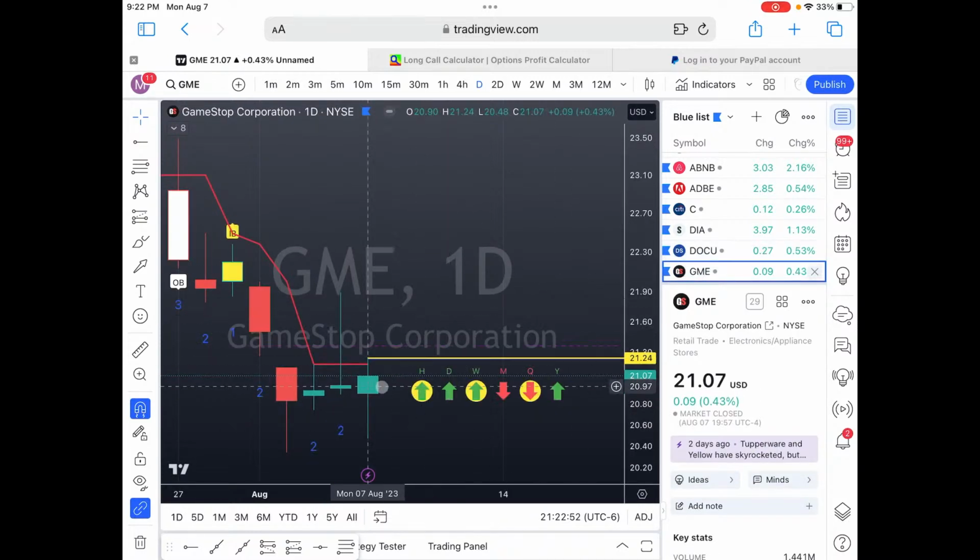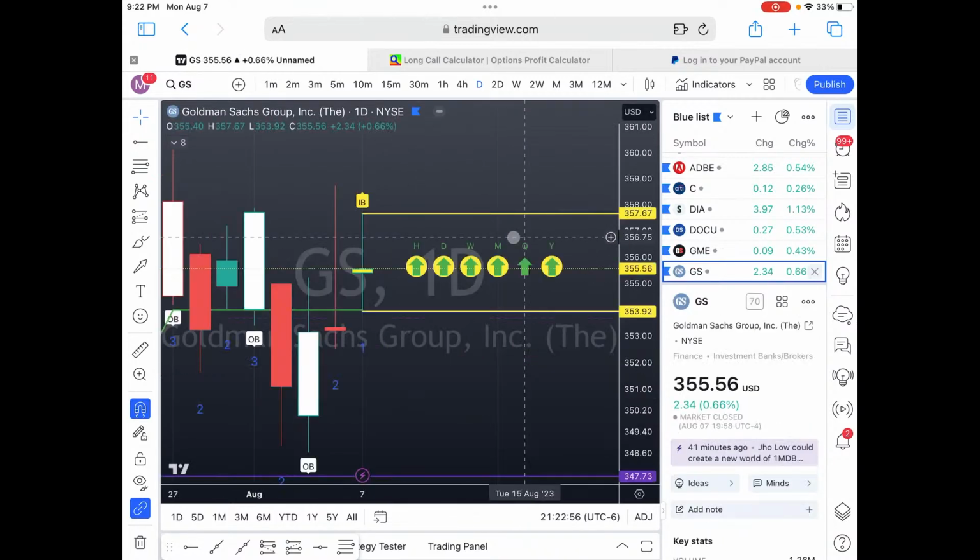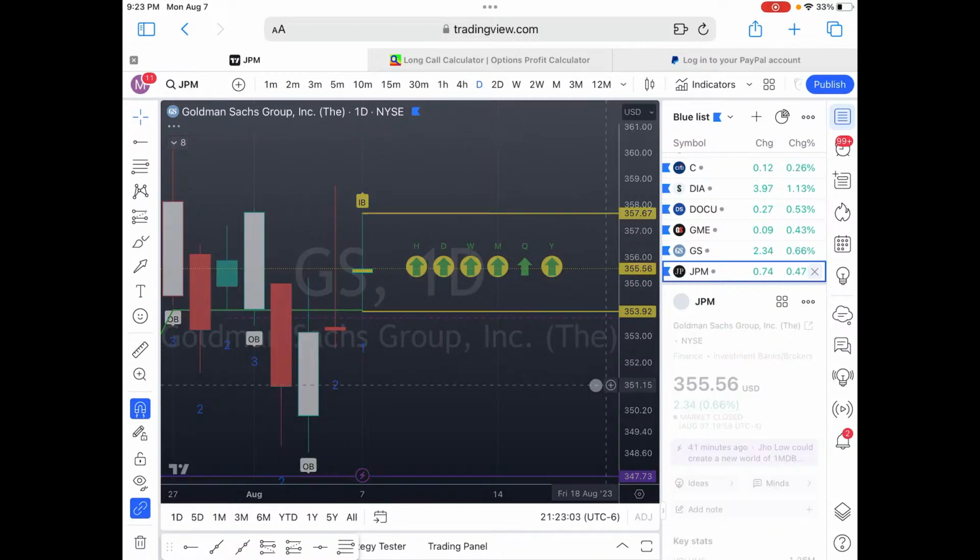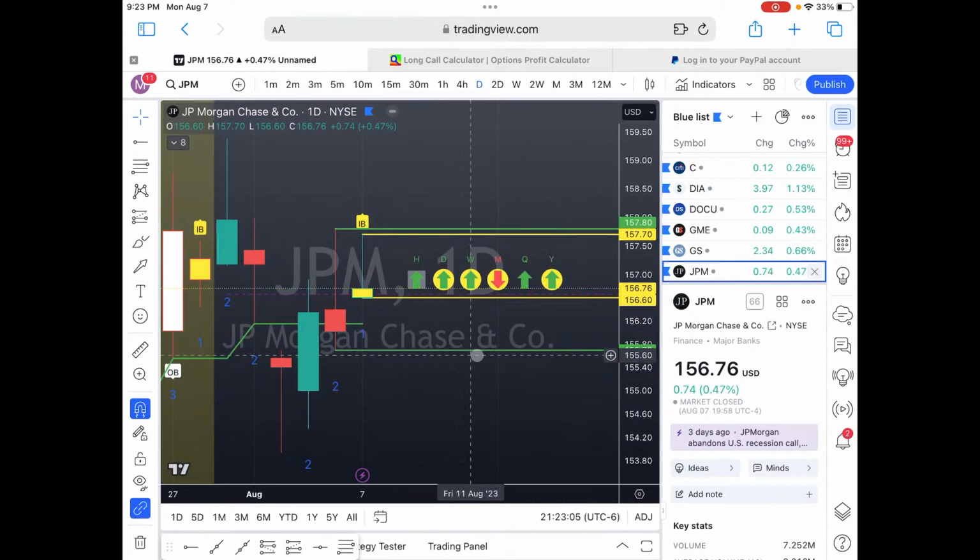We move on to GME. That's a hammer candle. Calls at 21.24. Goldman Sachs inside bar. Calls at 357.67. Puts at 353.92. Inside bar shooter candle.